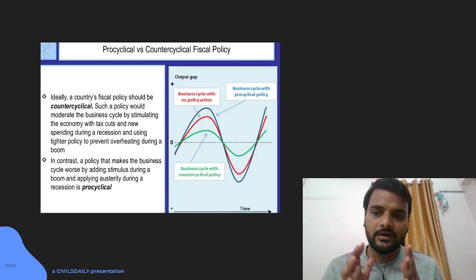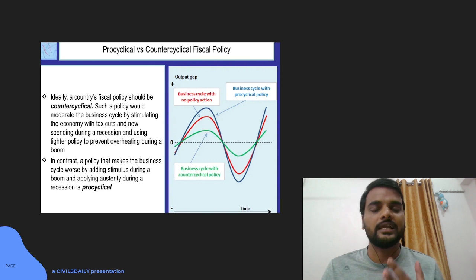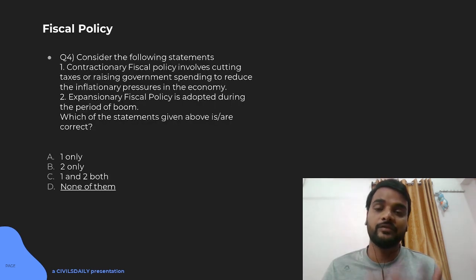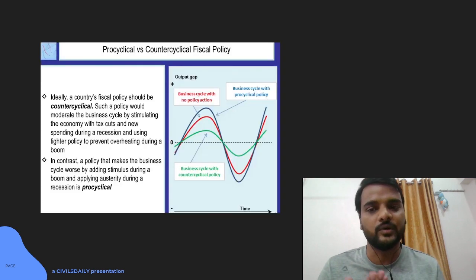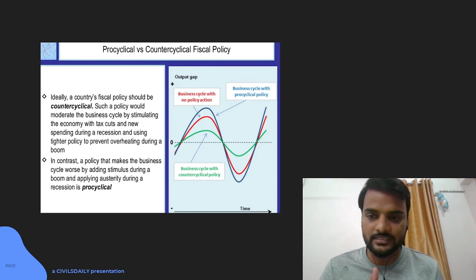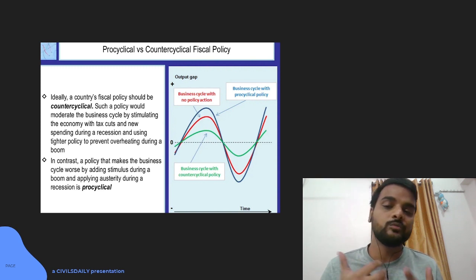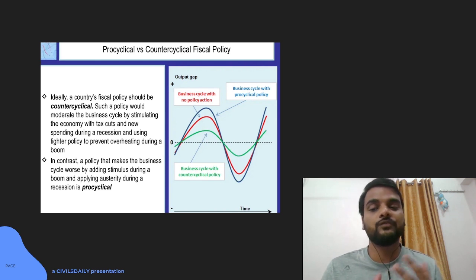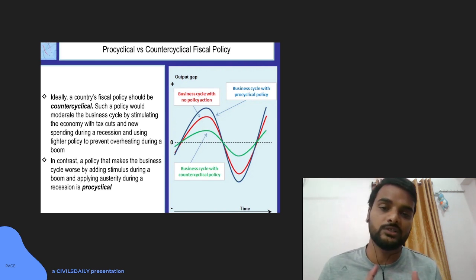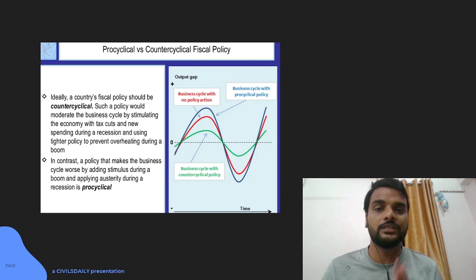So ideally, in the Keynesian economic model, when you have a recession, you will follow the counter-cyclical, that is the expansionary policy. When you have a boom, you will follow the contractionary policy. Same goes with monetary policy as well. But in some extreme cases, when the economy has gone much worse, the business cycle is much worse, you will follow a pro-cyclical policy also. Such policy was followed in Eurozone countries like Ireland and Portugal, etc., because their fiscal position had gone very bad.